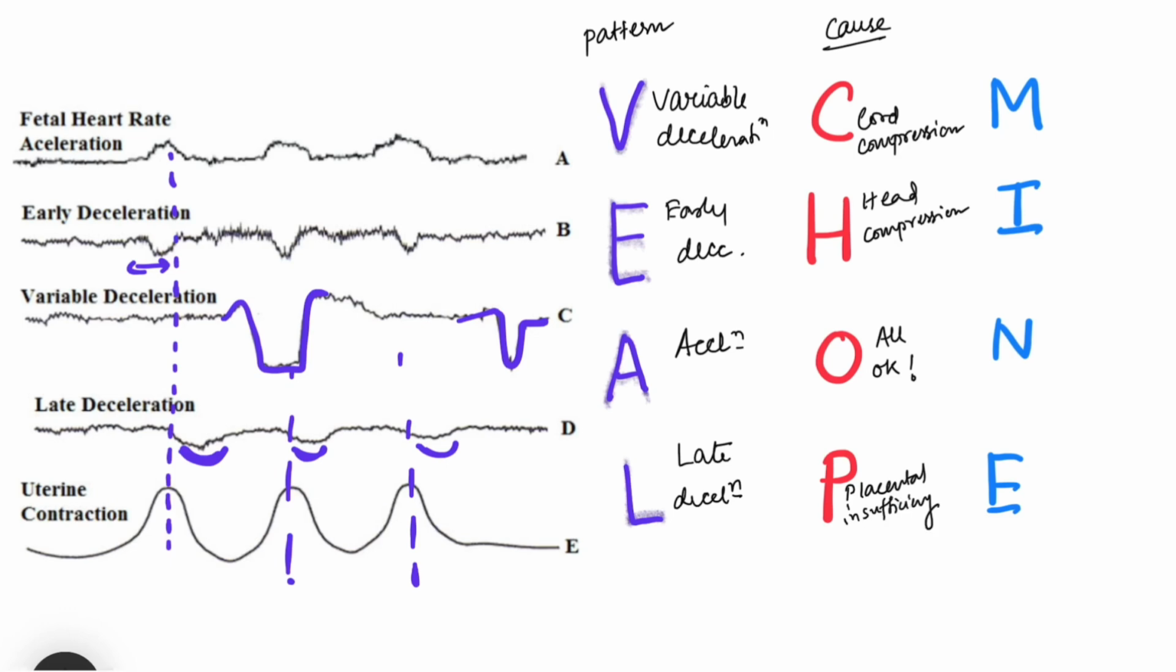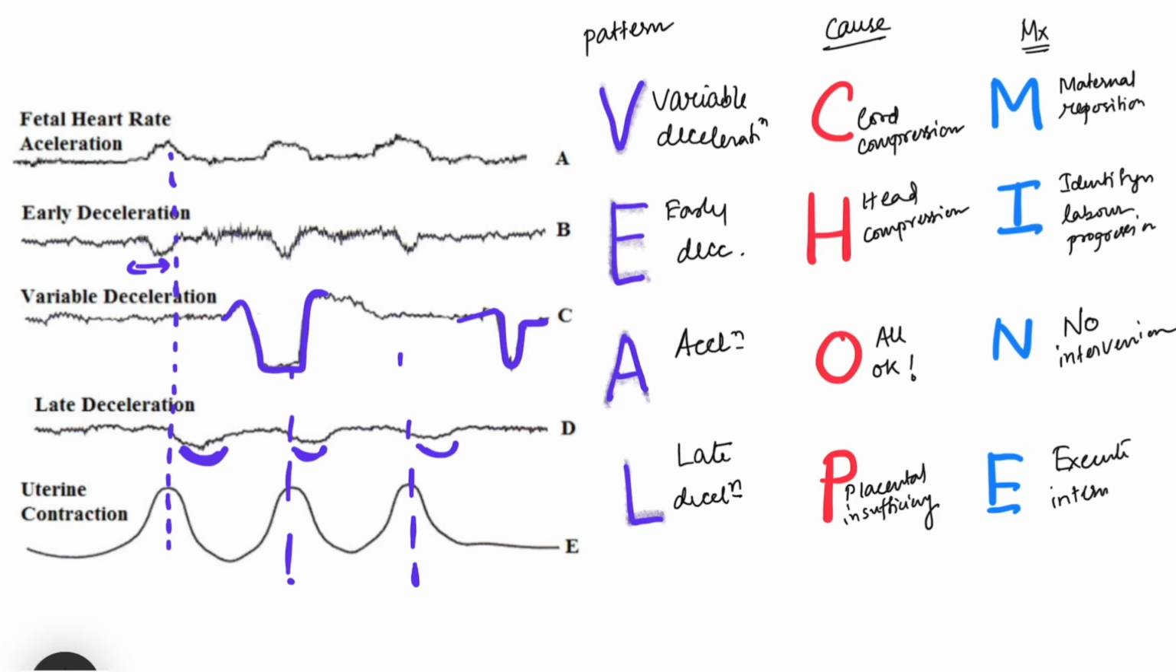And the final mnemonic, mine, represents the management of the conditions. So M represents maternal repositioning. I represents identifying the progression of labor. N represents no intervention. And E represents execute intervention. That means you have to do some intervention to correct the placental insufficiency.